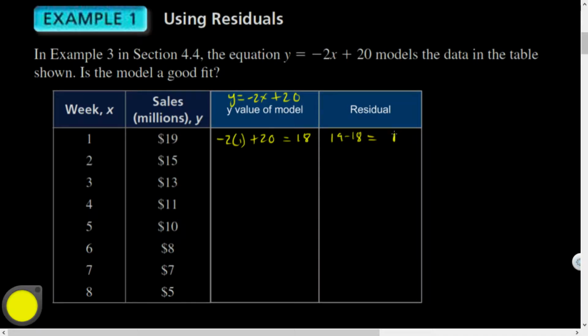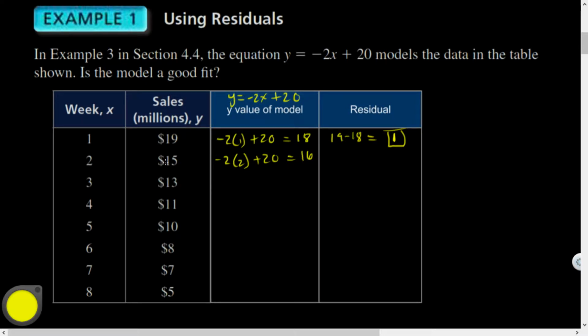19 minus 18 is 1. So this residual is 1. Is 1 kind of close to the line? I don't know. We'll have to look at some more of them to see how well it's doing. So let's find another residual. So negative 2 times 2 plus 20. That's negative 4 plus 20 is 16.